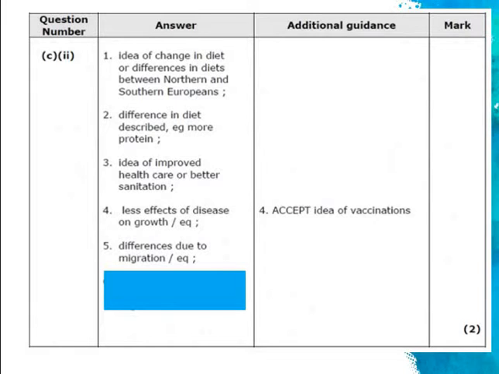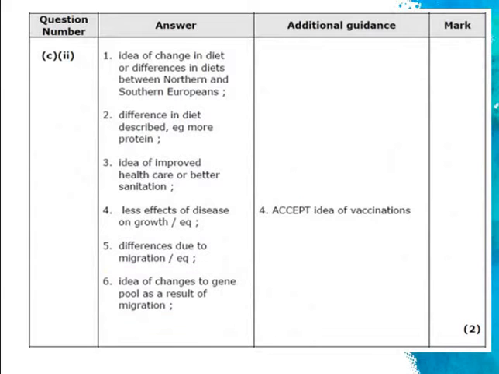So maybe the height alleles, the height genes, are more common, and that results in changes to the gene pool, the overall amount of genes and alleles available in that population.